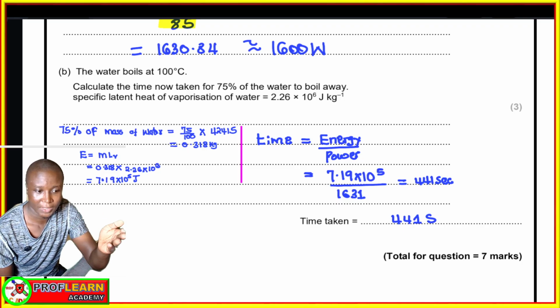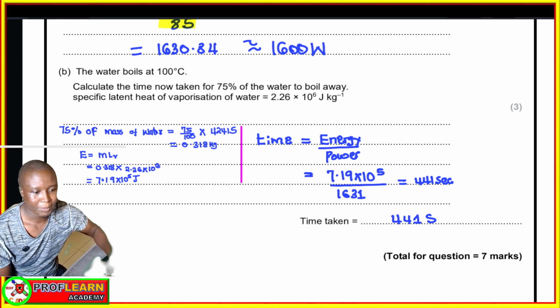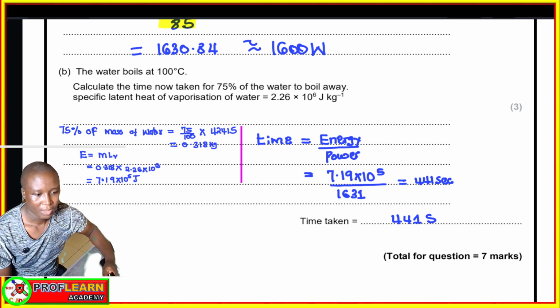But we know the thermal energy required to vaporize this is going to be mLv, mass times latent heat of vaporization. And that is basically going to be 0.318 times the latent heat of vaporization. If you work it out, you'll get your final answer for the thermal energy required.